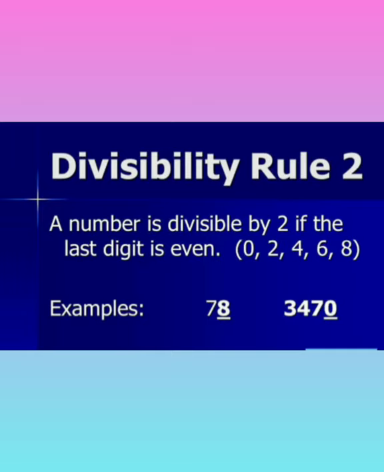A number is divisible by 2 if the last digit is even. If the last digit is even, that number will surely be divisible by 2. What are the even digits? 0, 2, 4, 6, 8. These are all even numbers. If the last digit is any one of 0, 2, 4, 6, 8, that number will surely be divisible by 2.